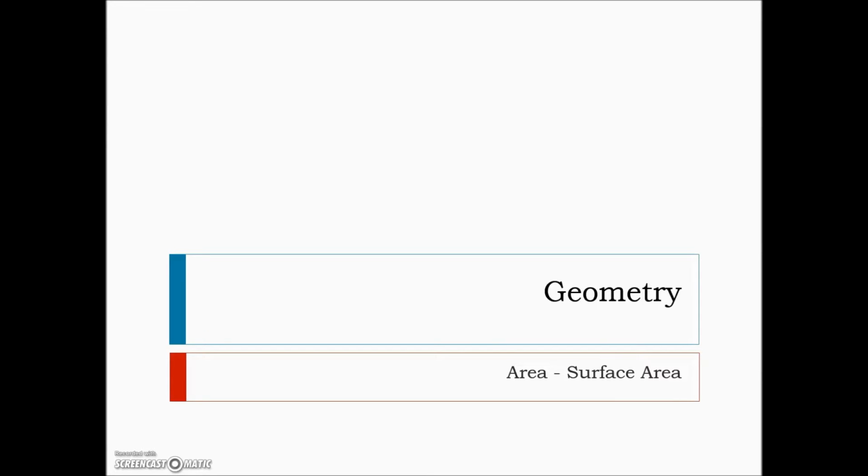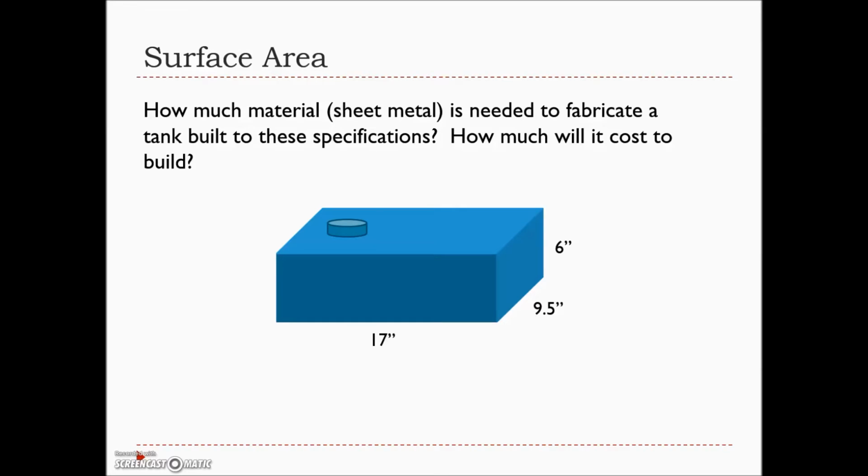Geometry Unit, Section 3, Surface Area. Three-dimensional objects have length, width, and depth. Sometimes it is useful to be able to compute the area of the surfaces that make up that object. In this example, it's asking us how much material or sheet metal is needed to fabricate a tank built to these specifications, and how much will it cost.